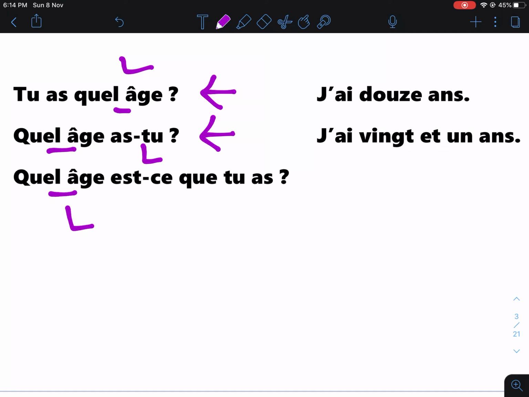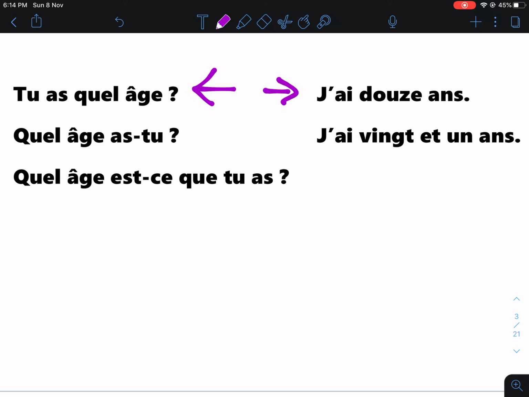So, well, when we translate the question, in English it means, how old are you? But literally it means, you have which age, right? So, well, it means, how old are you? And you answer with, j'ai 12 ans. And j'ai 12 ans means, I am 12 years old. But literally it means, I have 12 years of age.